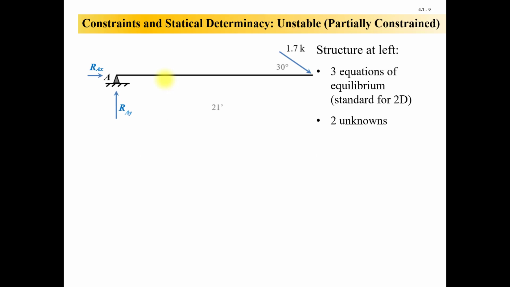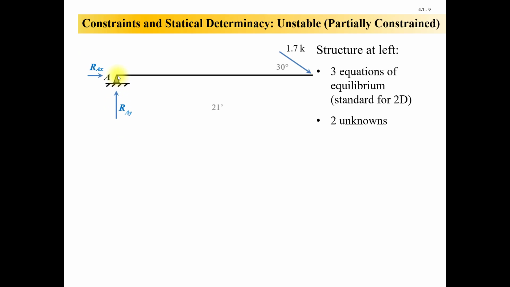There's also unstable or partially constrained. And what that means is you don't have enough reaction. So here we have a pin support over here. It's got a vertical reaction and a horizontal reaction. We have that 1.7 kip load applied at 30 degrees. Yeah, we could calculate what these two should be equal to, right?